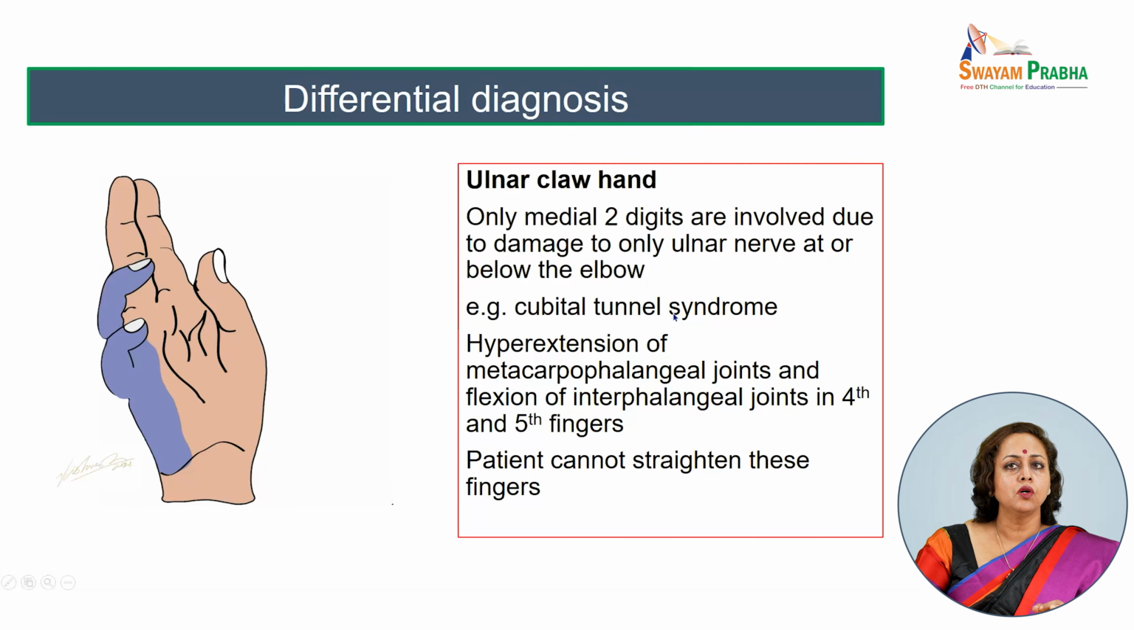Only the ulnar nerve is involved, so there is hyperextension of the metacarpophalangeal joints and flexion of the interphalangeal joints only in the 4th and 5th digits, whereas the other 3 digits are absolutely normal. So how will you check for ulnar claw hand? You will get only the medial 2 digits involved, whereas in true claw hand, or the claw hand of Klumpke's paralysis, you will get all the 5 digits involved. Please remember this.